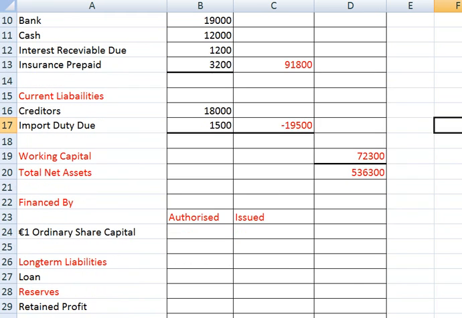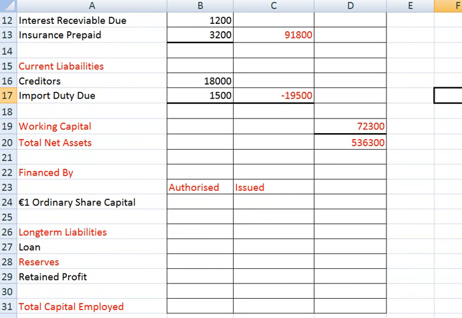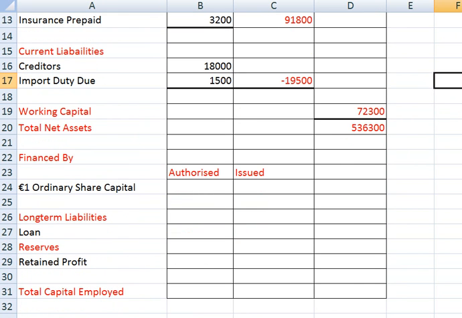The second part of the balance sheet looks at how the company was financed, where it got its money from. And the first section we fill in is the share capital. Now the authorised share capital is the amount of shares the firm is allowed to sell, and that is normally given in the introduction of the question. This firm is allowed to sell 500,000 shares. They have actually only sold 350,000 shares. This is given. The issued share capital is in the trial balance.